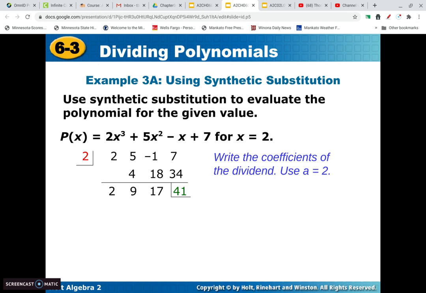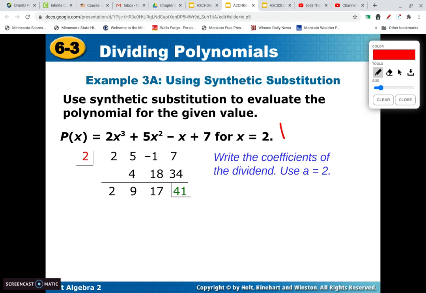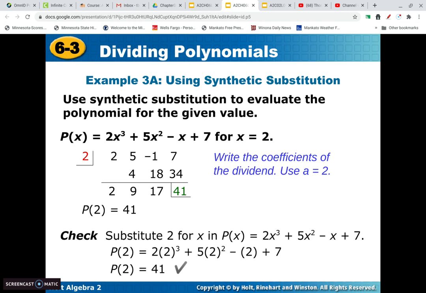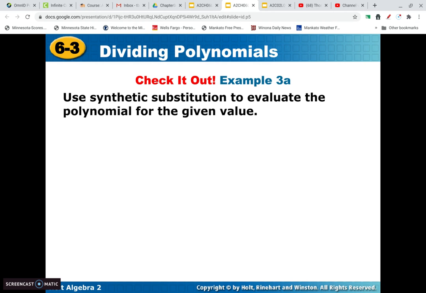So what that means is that if I were to put 2 in for x and evaluate the function, I would get 41. Isn't that weird? Yeah, it's the same thing. If I were to actually put a 2 in there, it actually is the same thing. Crazy kooky, but it's true.